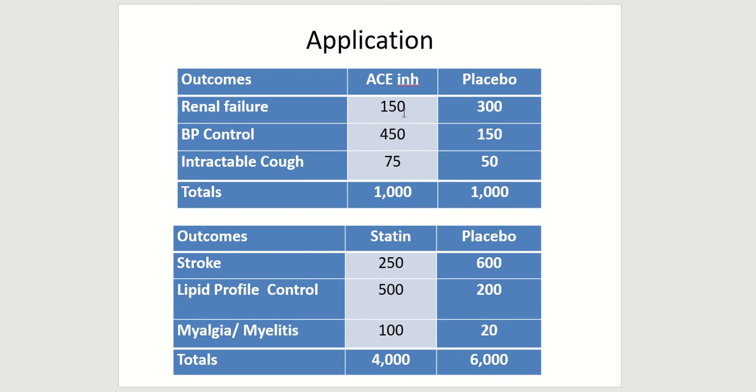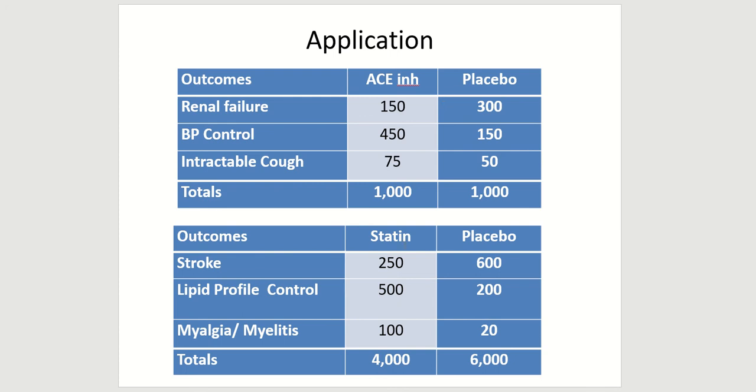And you can calculate for each one of them the absolute difference and do the 1 over, 1 over, 1 over. Therefore, you can calculate the number needed to treat for renal failure, the number needed to treat for blood pressure control, and the number needed to harm for intractable cough. And you can compare your results and evaluate the ACE inhibitor.